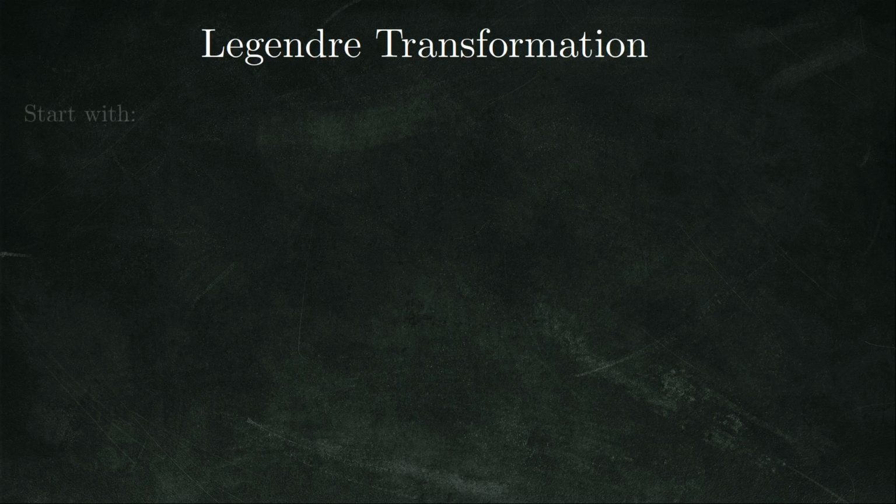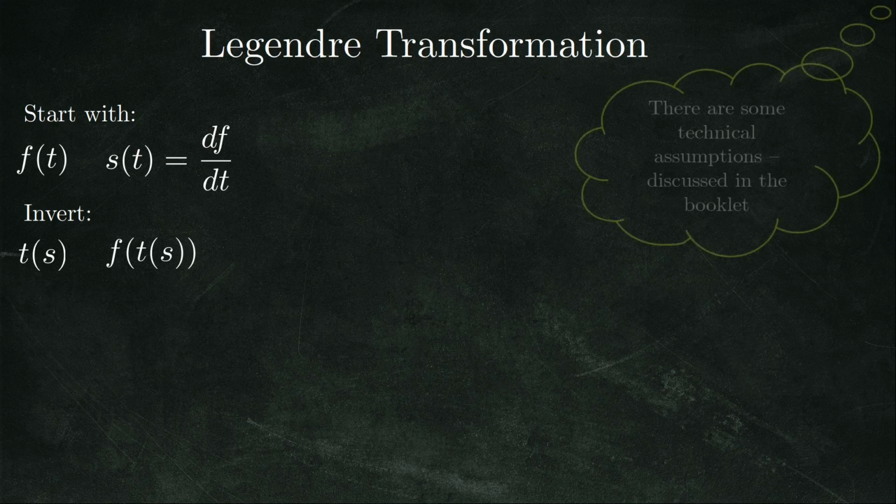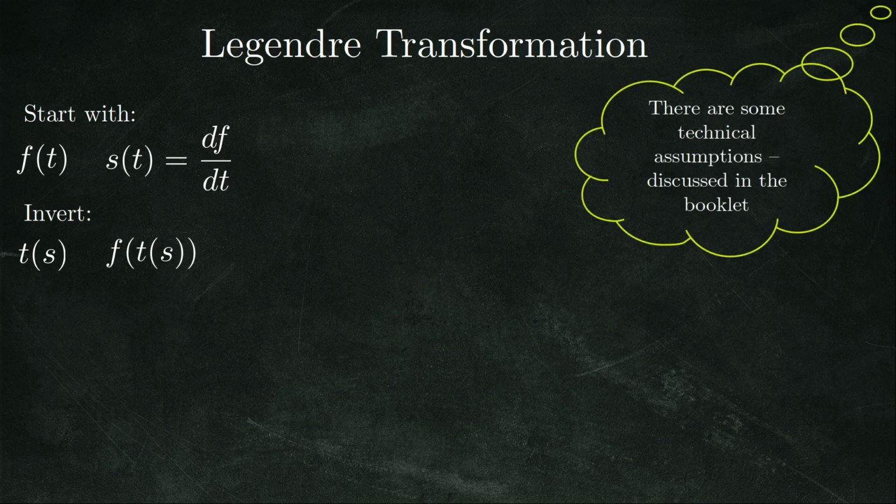So assume we start off with a function, just f of t, an arbitrary function. And we also have its derivative, df by dt, which we're going to call s. Now we can invert these and make everything a function of s. So we have t of s, and we have f of t of s. So once we substitute in for t of s, f is now a function in terms of s. And note there are some technical assumptions needed to do this inversion, and these are discussed in the booklet, but we won't go through them here.